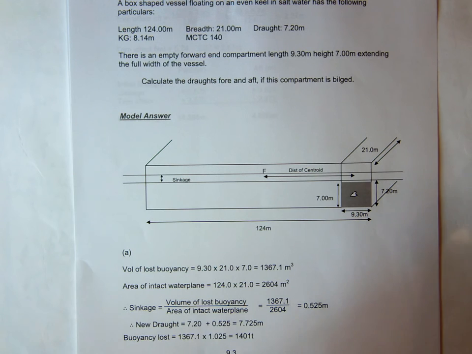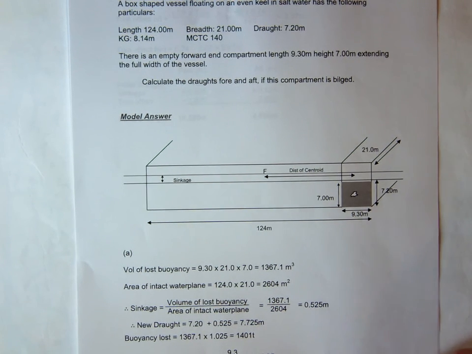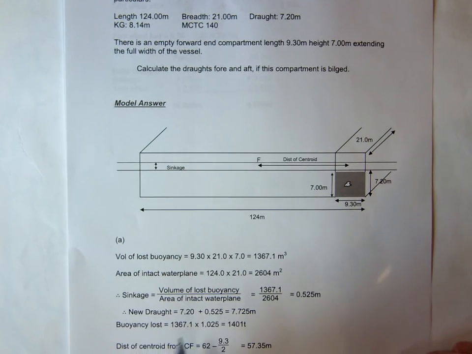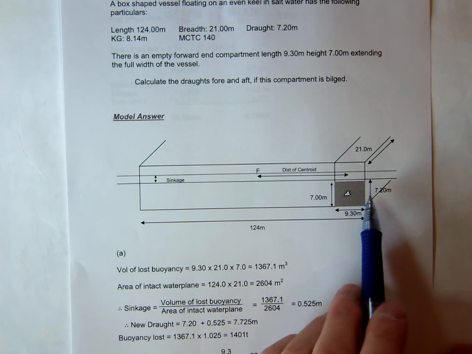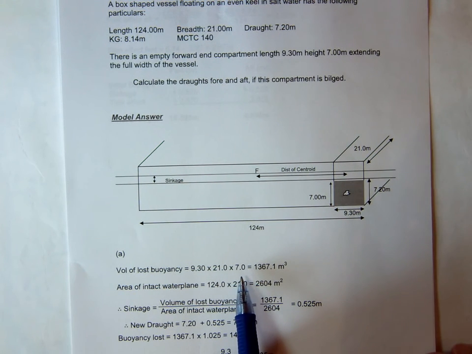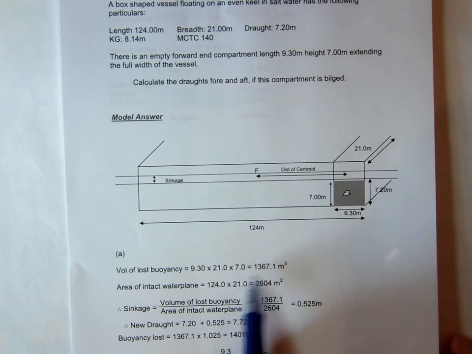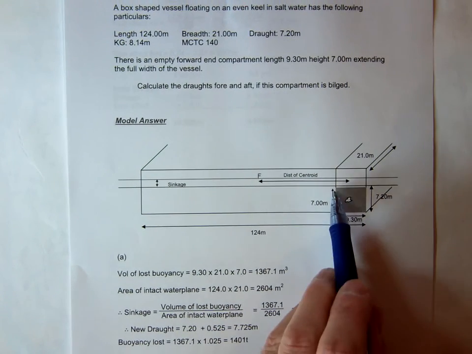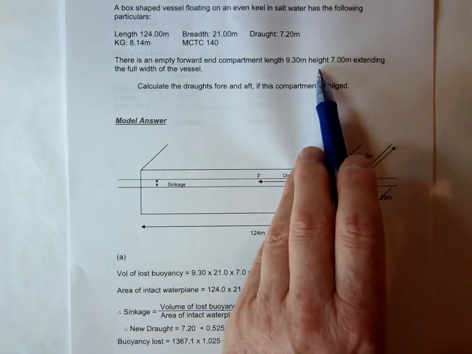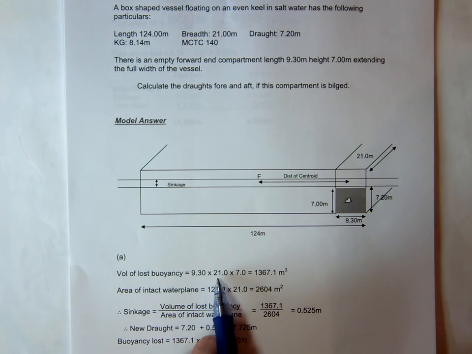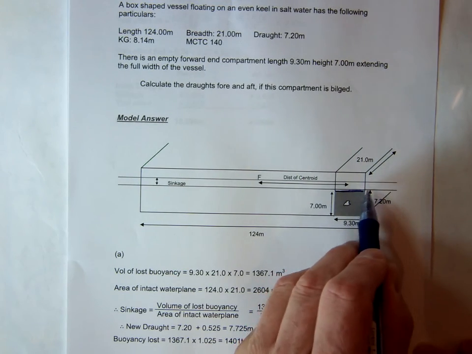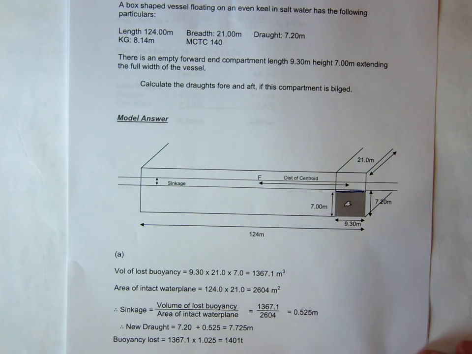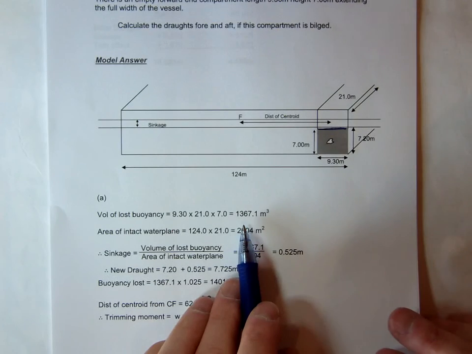Okay. So as always with bilging problems, let's work out the sinkage. Volume of lost buoyancy is going to be the 9.3 multiplied by 21, which is the breadth, multiplied by 7, which is the height of the compartment. So 9.3 multiplied by 21 multiplied by 7, because it only goes up to there and the draft is 7.2, it can only be a maximum of 7. So that's our lost buoyancy.